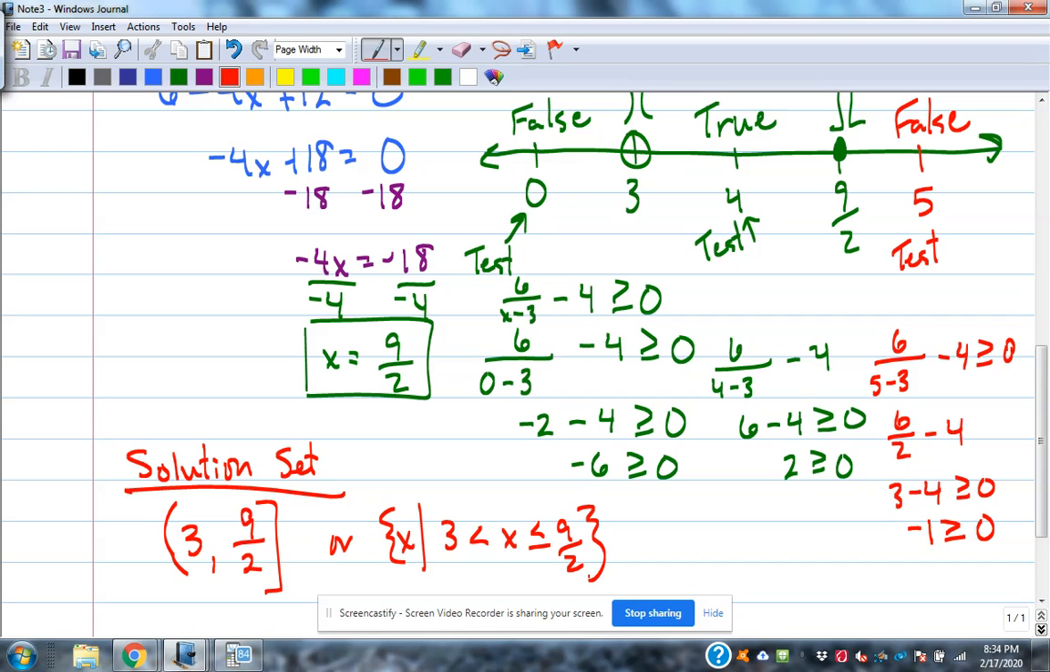That's the bracket, the little curly brace thing. That's the set notation for this. This is the interval notation for that. If you look at our number line, that's how it reads.